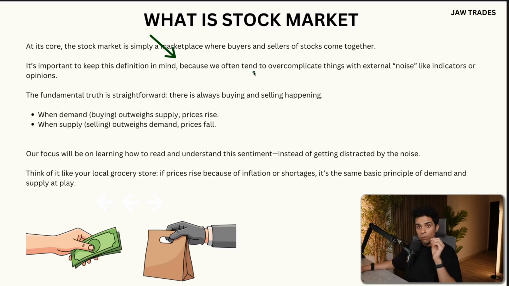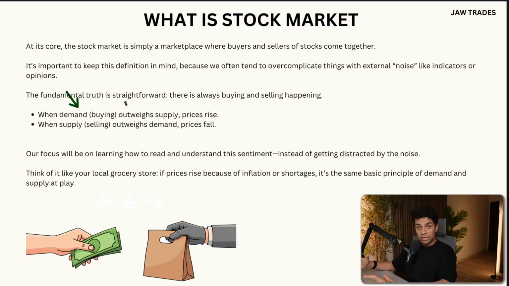And that is why I want you to understand that at its most basic fundamental truth, the stock market is just made up of buyers and sellers. It's not made up of indicators. Yes, we will learn how to use indicators to our advantage. But the stock market, like any other market, is made up of buyers and sellers. That means when the demand for something outweighs the supply, the price rises. That is a fundamental truth.